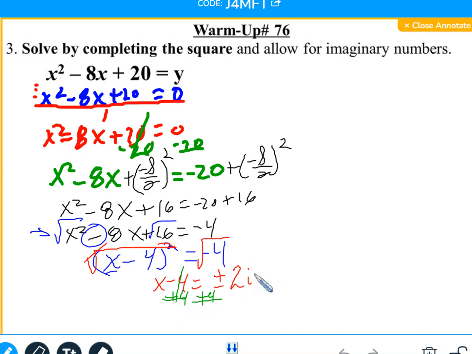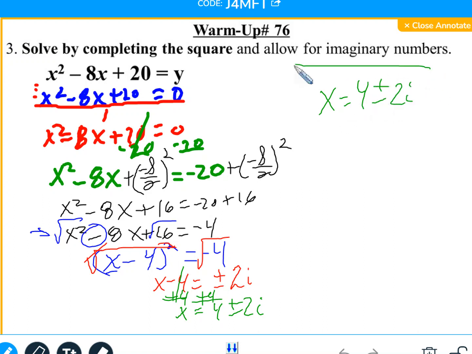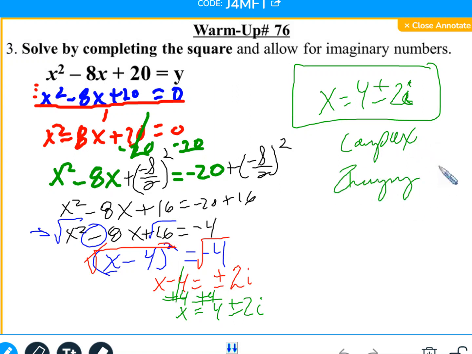And then last but not least, solve for x, plus 4 plus 4. Our solution is x equals 4 plus minus 2i. Let me write it over here. X equals 4 plus minus 2i. And this is two solutions. However, they're not real solutions. Is that correct? Not real because they have an imaginary number right here. These are known as complex or non-real or imaginary. All right. So far so good? Yes, Mr. Q. All right.